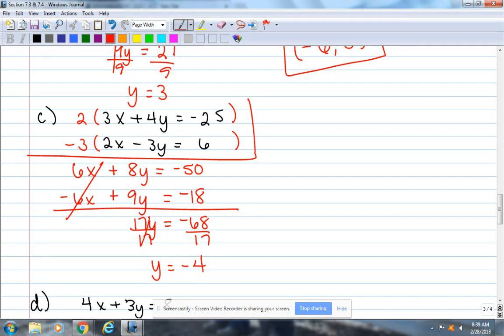So how do I get x? Well, get it to original. My originals are in black, so do I want to use the top one or the bottom one? I want to use the bottom. Go for it. I'm using the bottom.